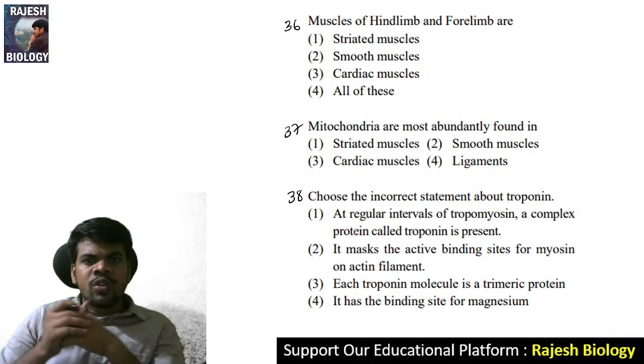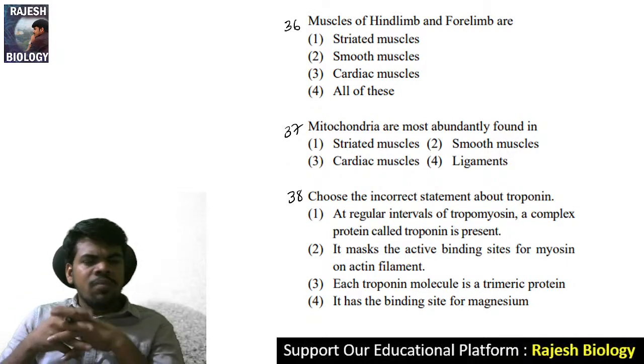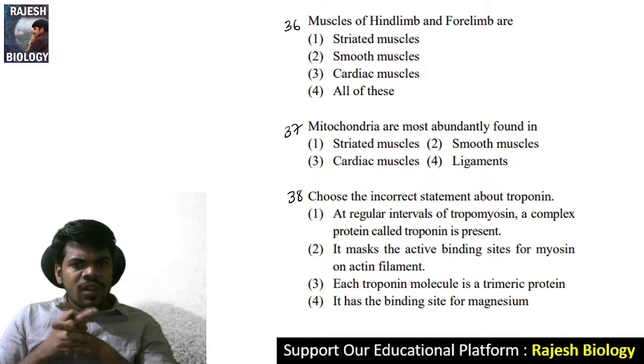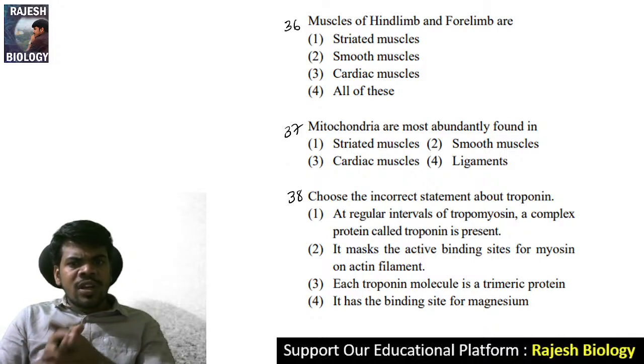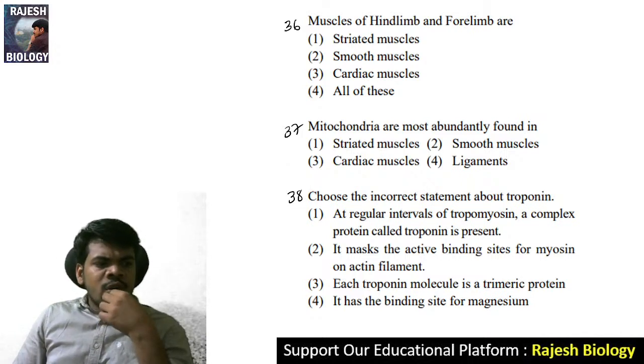Come to the 36th question. Muscles of hind limb and forelimb are what? Are they striated, are they smooth, are they cardiac, or all those? It is an easy question. You have to answer, everybody.